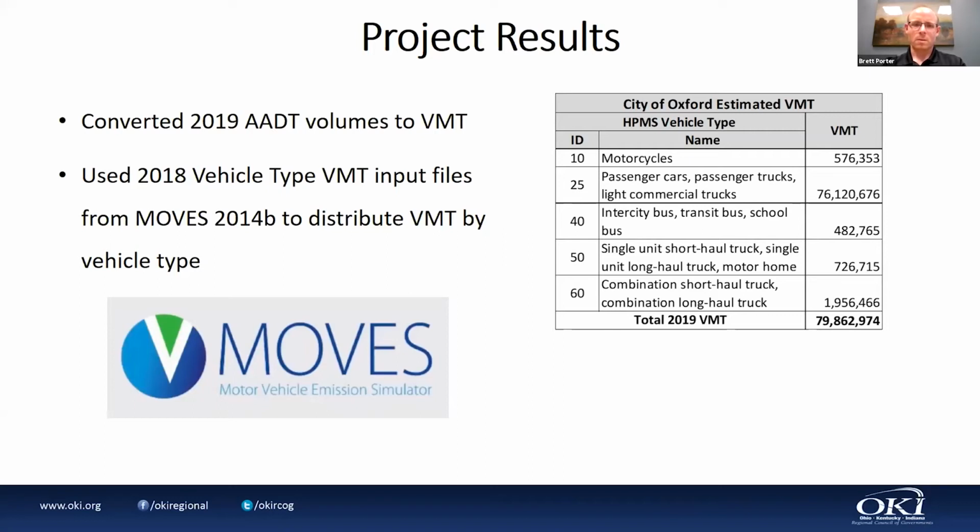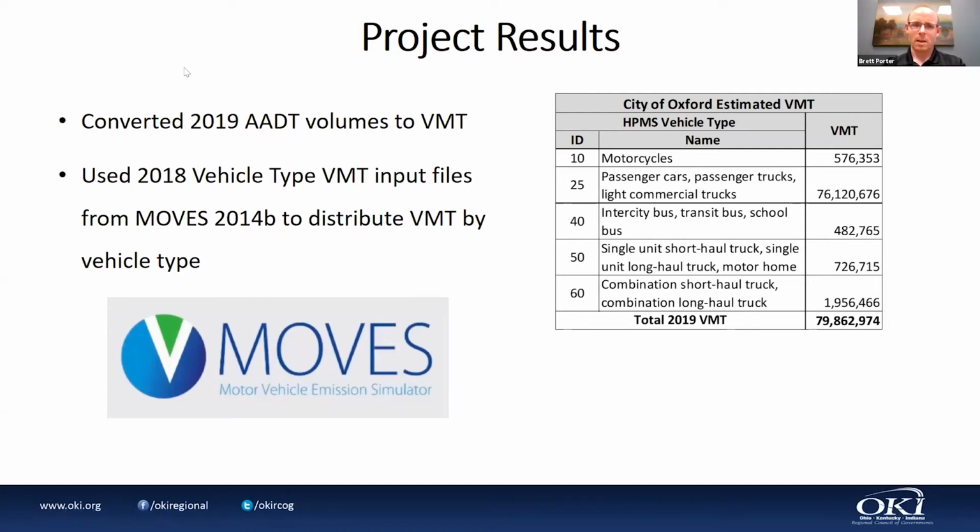One of those input files is a vehicle type VMT file, which provides, as you can see on the right side of the screen, this table here. Vehicle types are actually grouped into different IDs or different groups. So passenger cars, passenger trucks, and light commercial vehicles are all grouped together, as are all different types of buses. And then same thing for short haul trucks, single unit long haul trucks and motorhomes, which are separate from combination short haul trucks and combination long haul trucks.